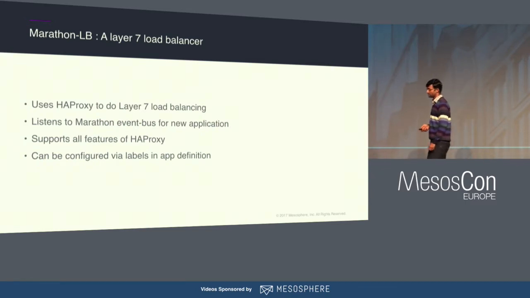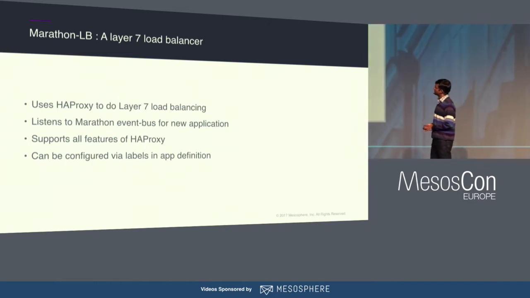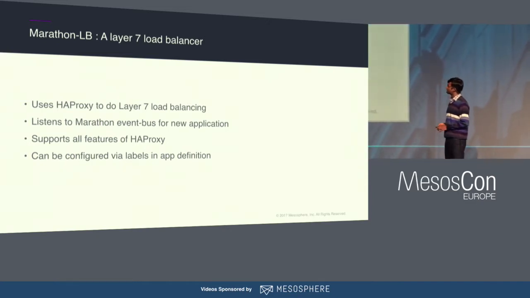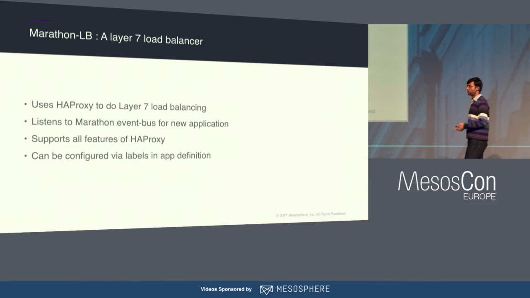Now coming to layer 7 load balancing, which is done by Marathon LB. As I said earlier, it's a wrapper around HAProxy. So it takes the configuration. Basically, it hooks itself to the Marathon event bus. So as soon as there's an application that is launched by Marathon, it gets the event, and then it programs the HAProxy accordingly.